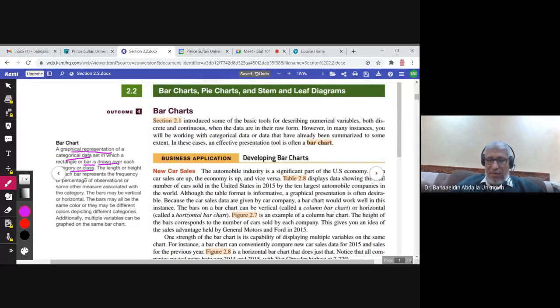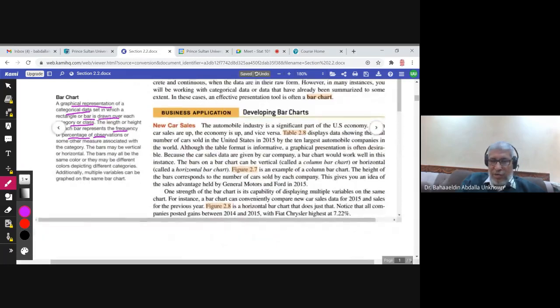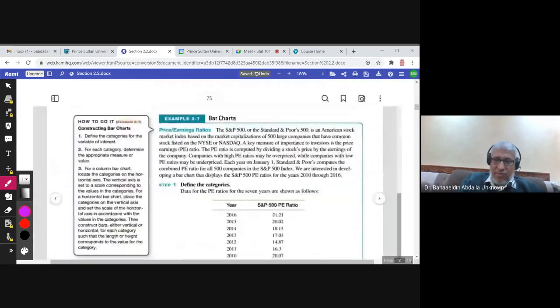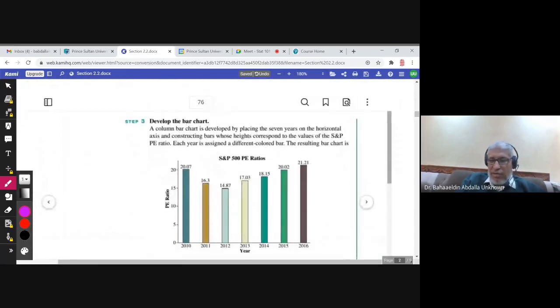The length of the bar would be the frequency or the percentage of observations, okay? So on the Y-axis, you put the frequency or the percentage, and on the X-axis, you put the classes, and you draw a bar above each category that represents it. So for example, you have something like this, okay? This is a bar graph.